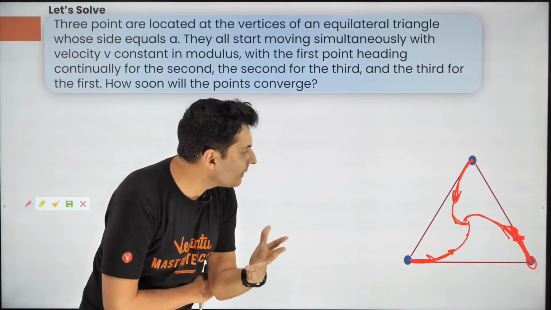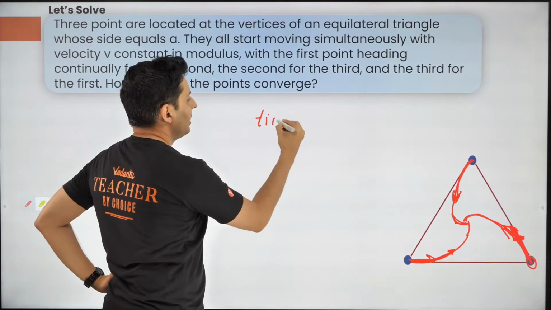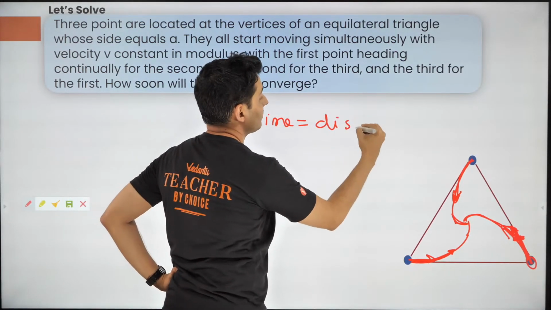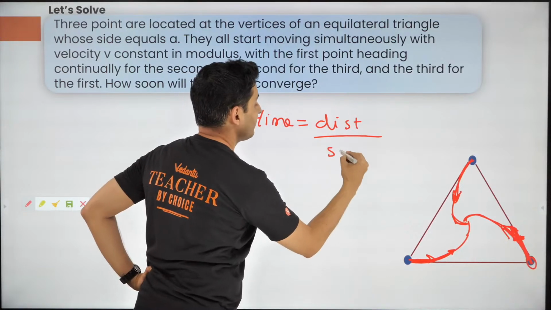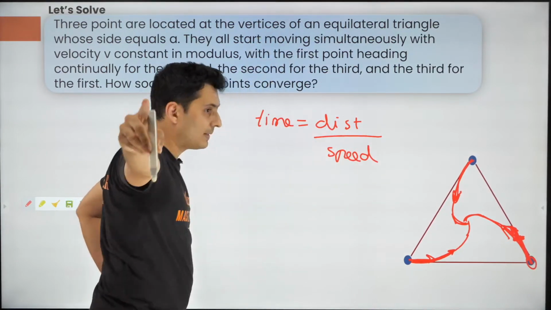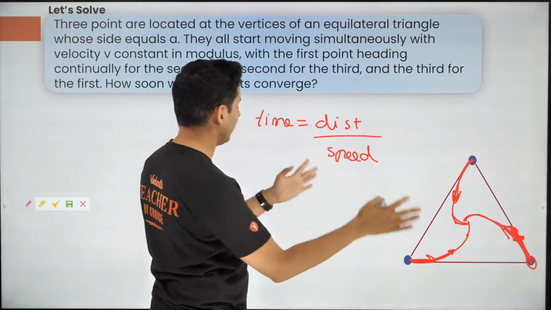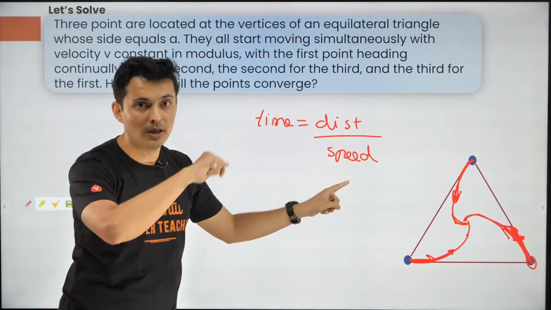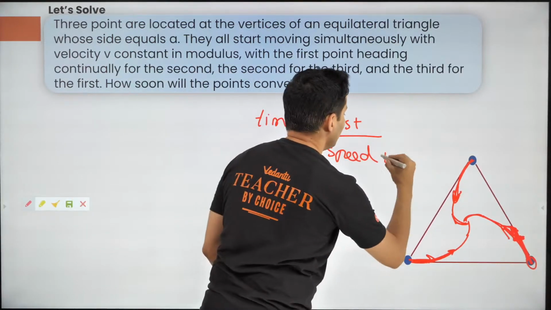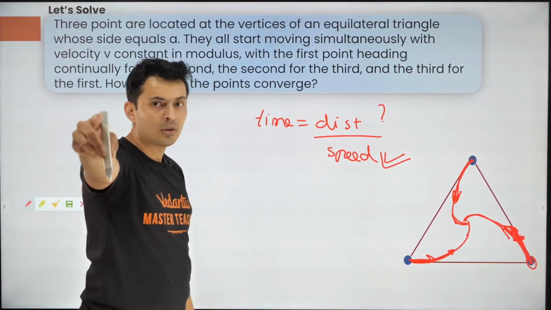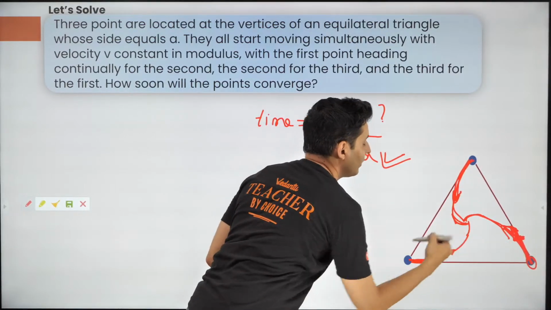How do I find the time? Because time is distance by speed, not displacement. If you use the word speed, correct. If you use the word distance, then it's speed below. Now you know the speed, but do you know the distance traveled by any one of them?